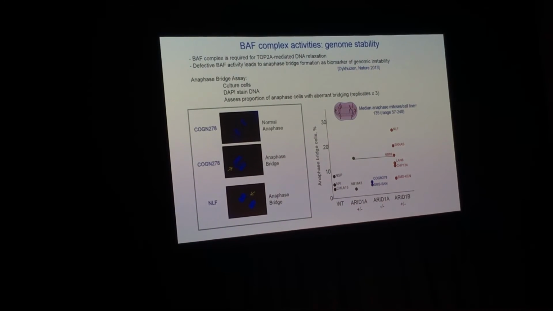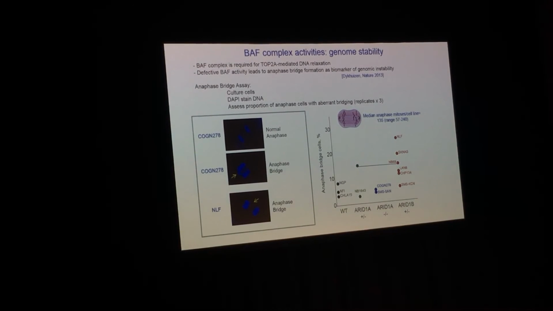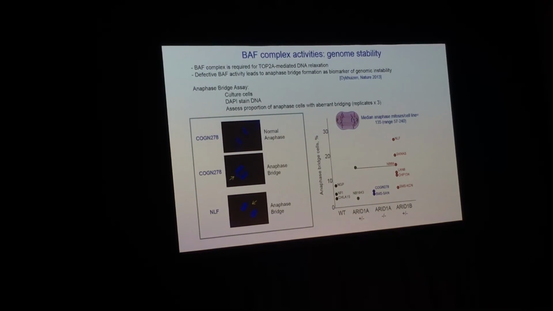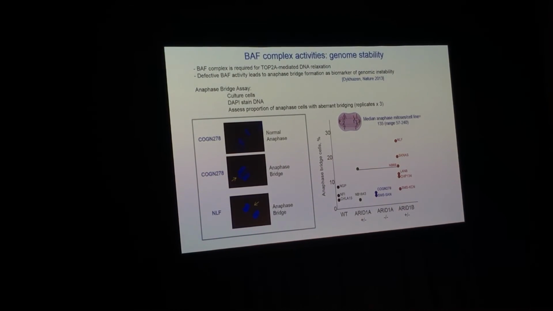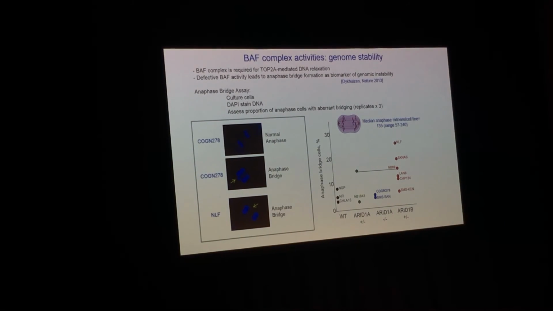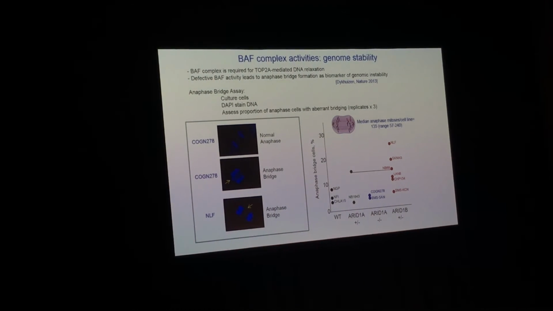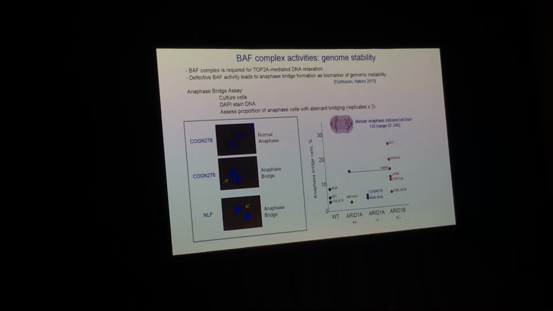The only thing we've looked at so far is this anaphase bridging assay, which tells us that ARID1B haploinsufficient tumors have much more anaphase bridging because of the effects of the complex on TOP2-mediated DNA relaxation. Surprisingly, ARID1A null cells seem to be wild type, at least for this aspect of BAF biology.